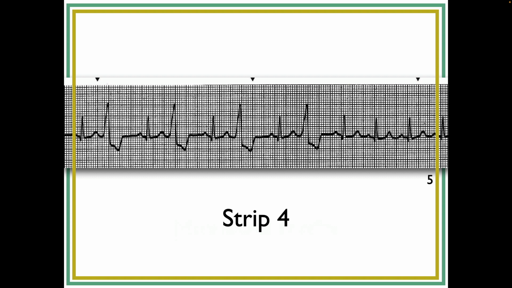Well, in this particular case, my guess is, because once the PVCs stop, they're going along regularly, I would say the underlying rate here is normal sinus rhythm with PVCs in a bigeminal pattern.